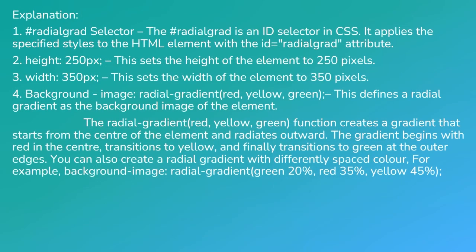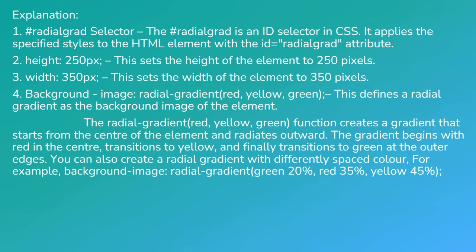Explanation. 1. The #radial-grad selector. The #radial-grad is an ID selector in CSS. It applies the specified styles to the HTML element with the id equal to radial-grad. 2. Height 250px. This sets the height of the element to 250 pixels. 3. Width 350px. This sets the width of the element to 350 pixels. 4. Background-image: radial-gradient(red, yellow, green).